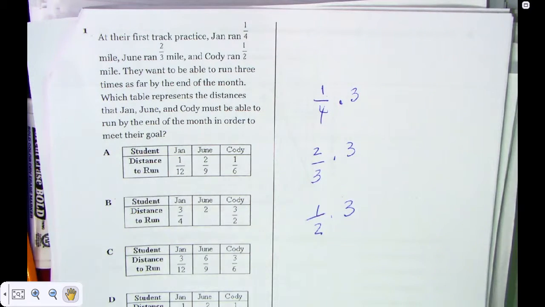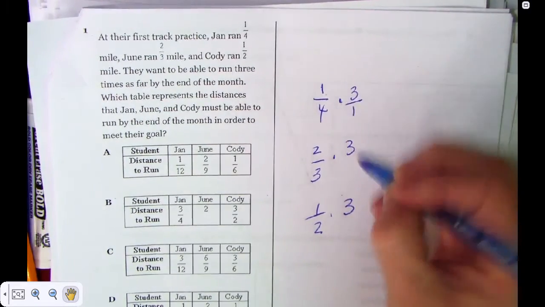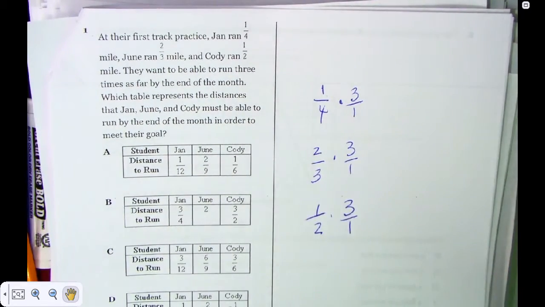Guys, I know you used a calculator, and that's fine. But watch how easy it is without a calculator. Y'all watch how quickly I can do it. You put that over 1, that over 1, that over 1. Multiplying fractions, it's no problem. It's the top times the top and the bottom times the bottom.